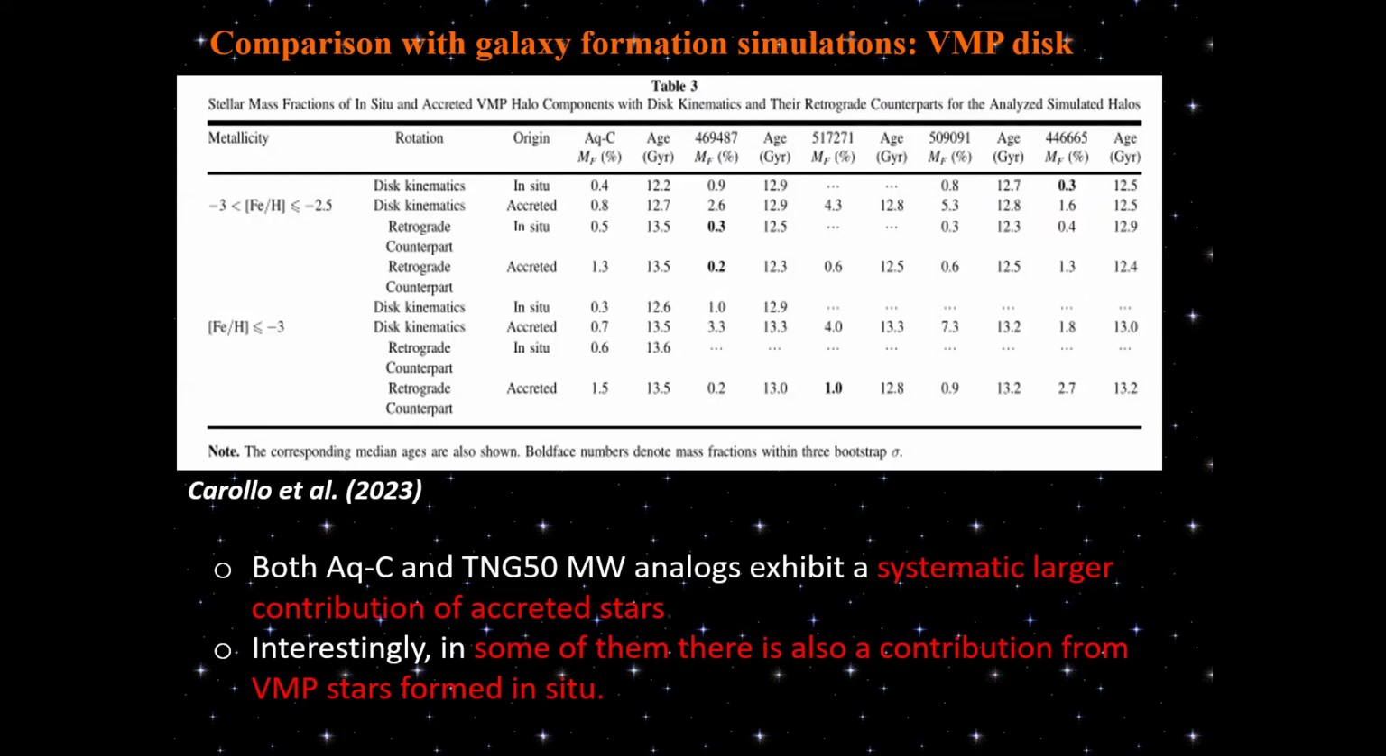This table is in my paper. These are two ranges of metallicity, the rotation, these kinematics, retrograde counterparts, the origin in situ or accreted, for Aquarius C and the four Milky Way analogs selected from TNG50. What we found is that the very metal poor stars with these dynamics were formed both accreted and in situ. But there is a systematically larger contribution of accreted stars. But it is also important that some of these stars formed in situ.